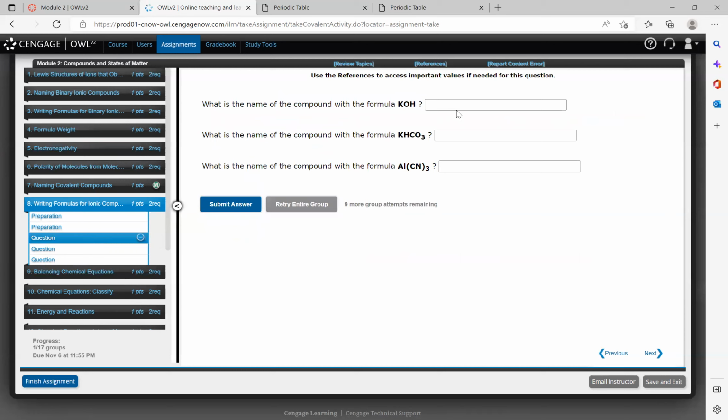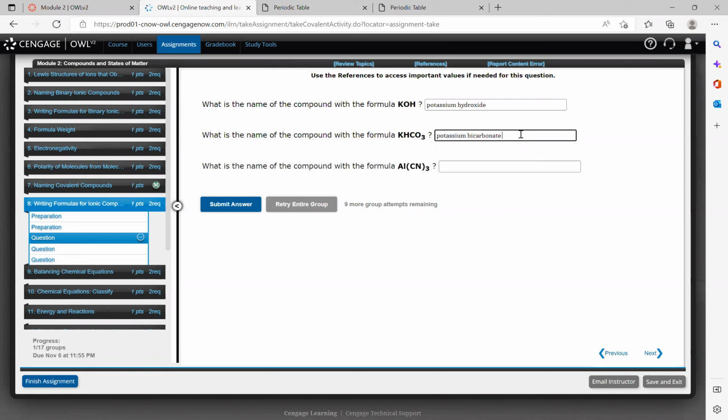So for this first question, we have K, which is potassium. And then we have this OH. OH stands for hydroxide. So we would put hydroxide in here. Next, what we're going to see is we have this KHCO3. This stands for potassium bicarbonate. And like I said, you have a little list if you go through your preparation and you can see them. You can also go to your chapter 5 slides and you should be able to see some of these compounds as well.